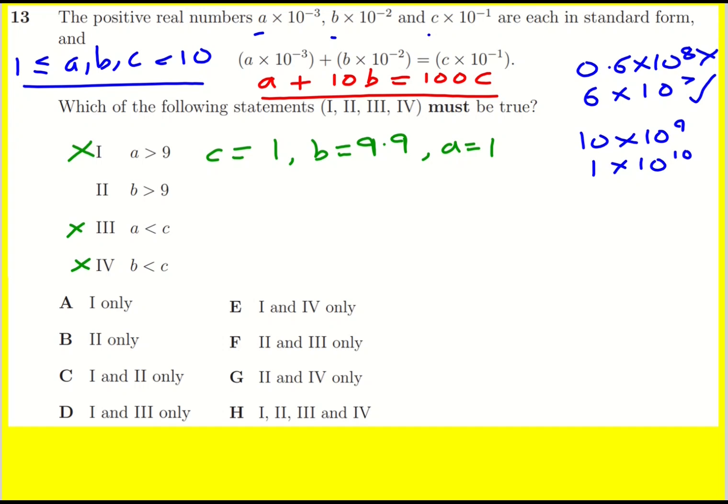Because there's no option that says none of them are true, our answer's got to be 2 just by looking at that. But let's convince ourselves that it is.